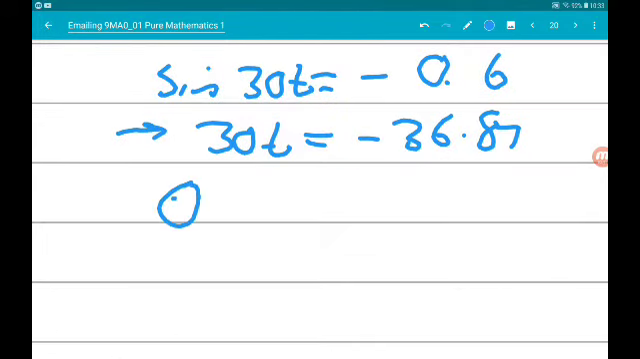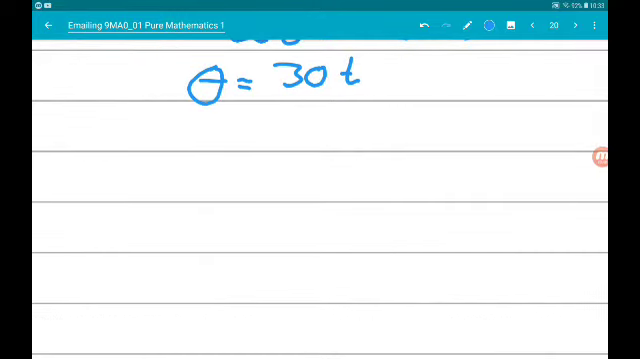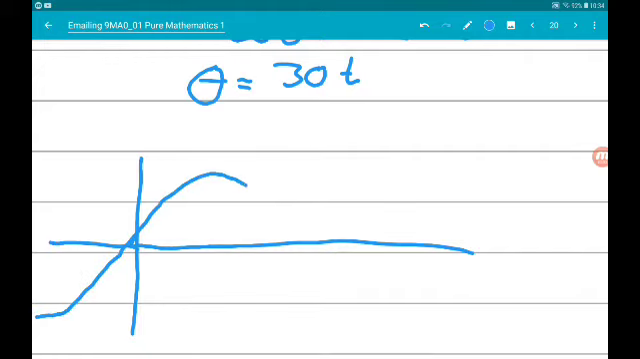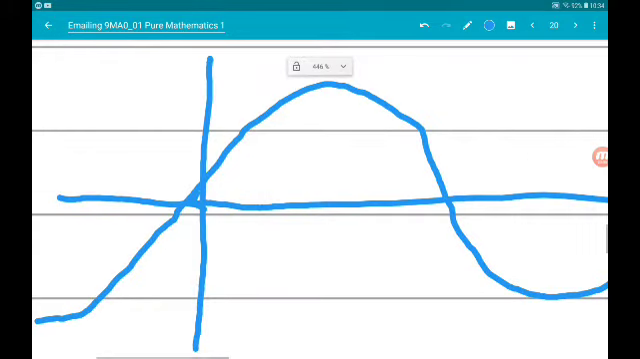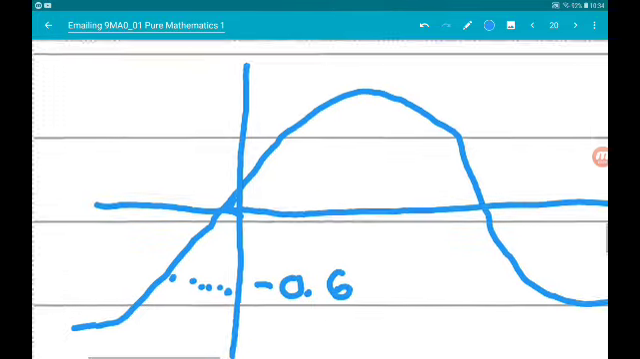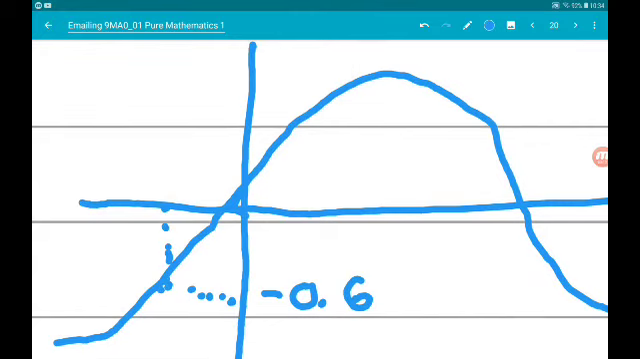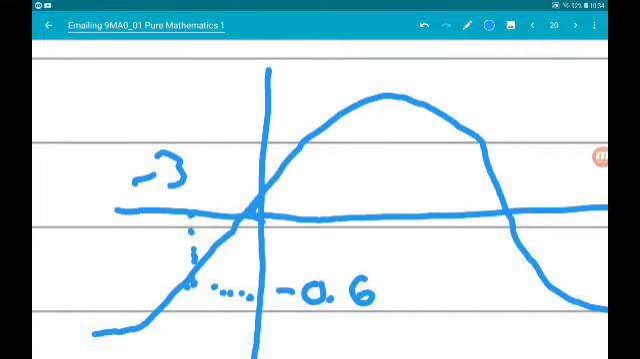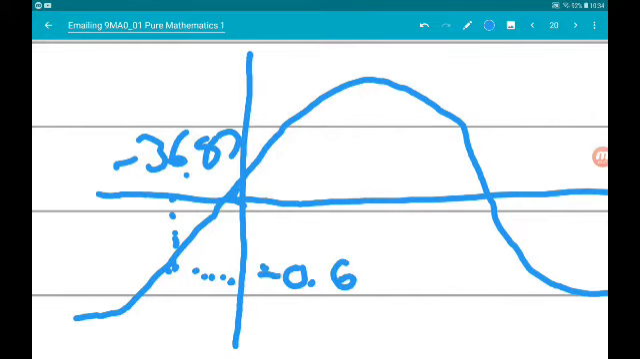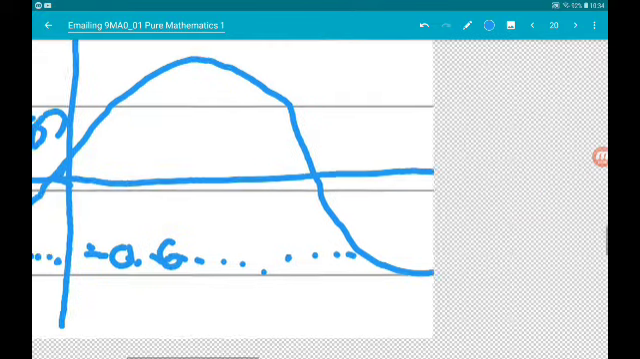So, let's say that theta is equal to 30 t. Now, if we sketch sine of theta, then it looks something like that. So that's sine of theta. Now, what we've just found is the inverse of minus 0.6, and that has given us theta, or 30t, was minus 36.87. So that's no good to us. But what is good to us is the solution over here.